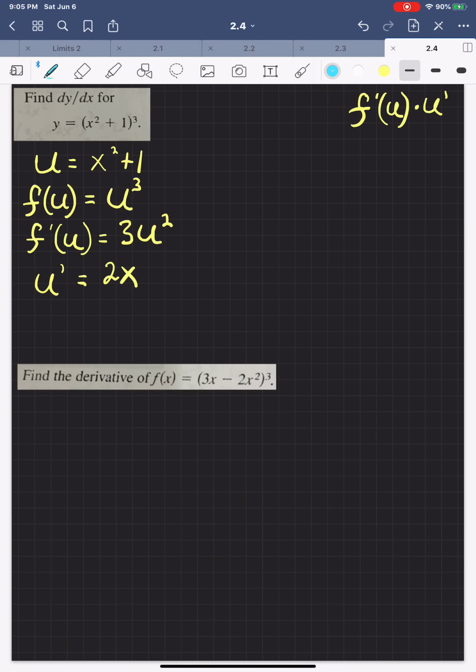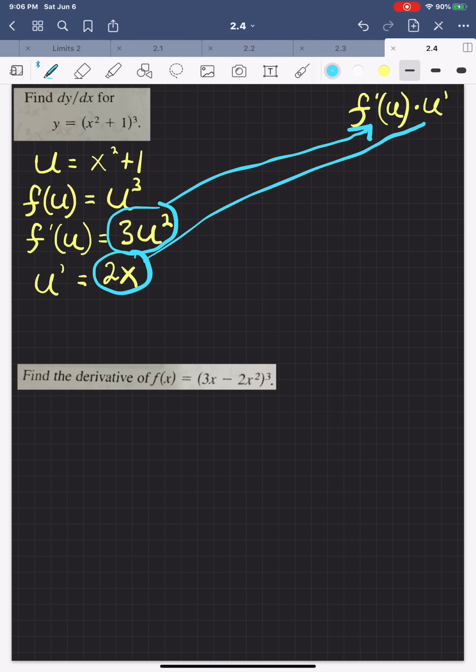All right, so when you get good at this, you'll be able to sidestep, or skip, I should say, one of these intermediate steps. But until then, let's just put everything in the right spot. So I'm going to put f prime of u here, and then I'm going to put u prime here. So f prime of u would be 3u squared, and then u prime would be 2x. So this is going to be the derivative, y prime.